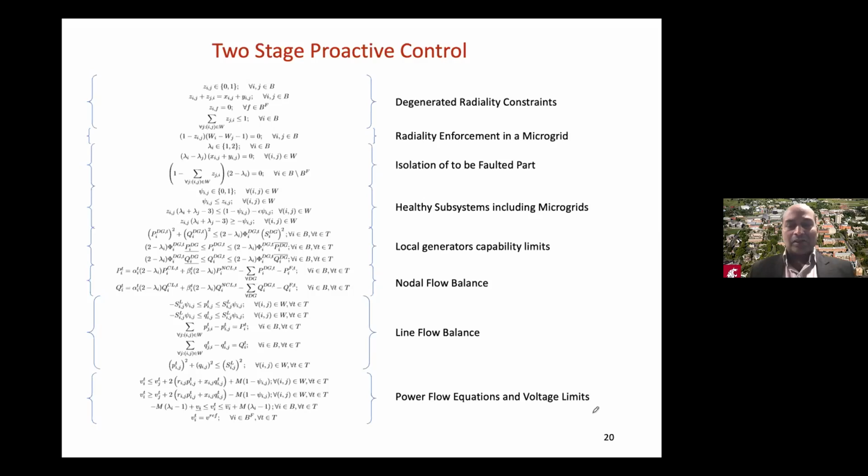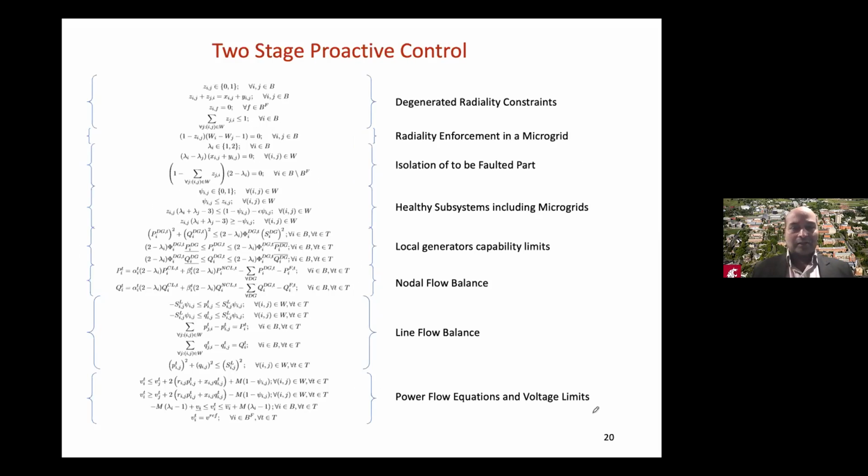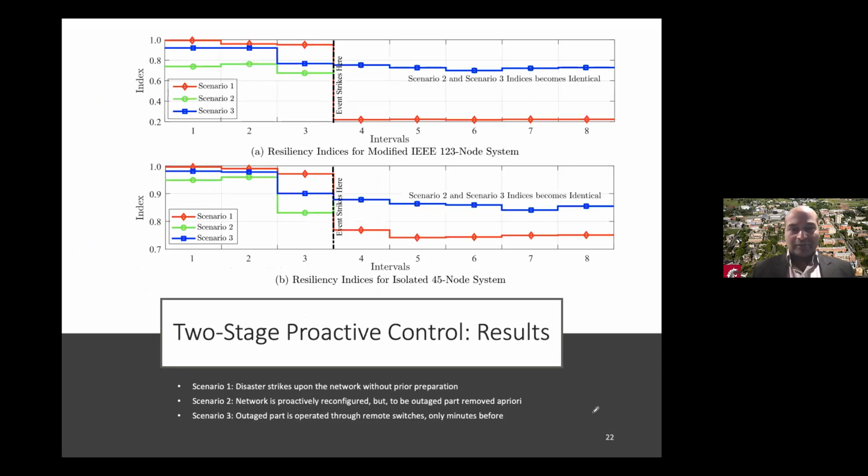Then consider the local generator capability limit within the microgrid, without the microgrid, nodal flow balance, line flow balance, and then power flow equation and voltage limits. And then in stage 2, we want to see the limit operation and set point generation for the healthy part, because the first part already has been done. And then also switching operation we don't want to keep doing, plus of course all the constraints that have been considered here.